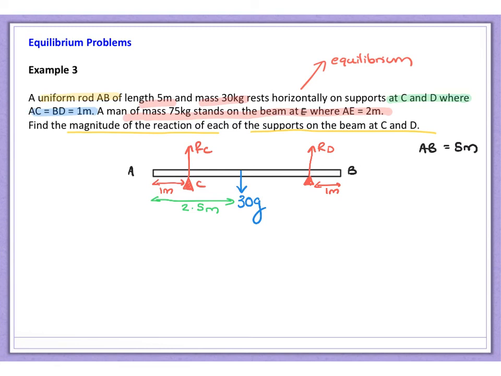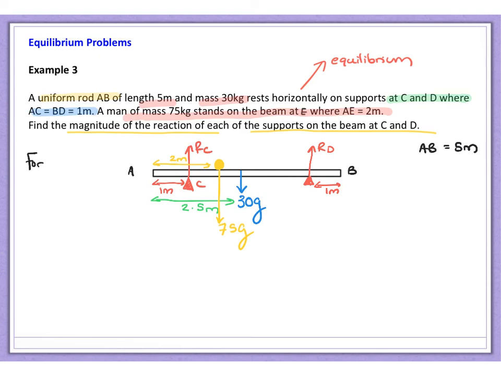And we know that a man of mass 75 kilograms stands on the beam at E, where A to E is 2 metres. So that measurement there is 2 metres, and there's the man's weight, 75G. So let's find the values of RC and RD.